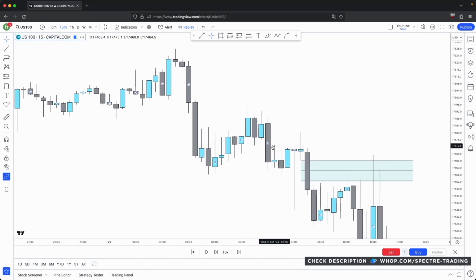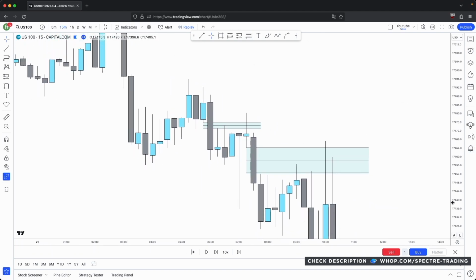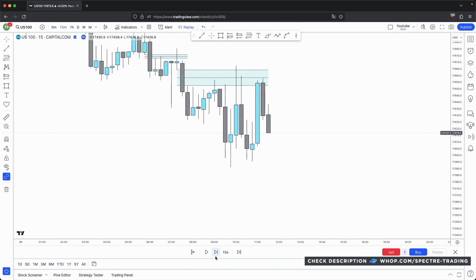Even here, you have a very small fair value gap. Drawing out consequent encroachment, same thing. There are no body closures past the 50% level of the fair value gap, so you can anticipate the fair value gap being respected and price to continue lower.